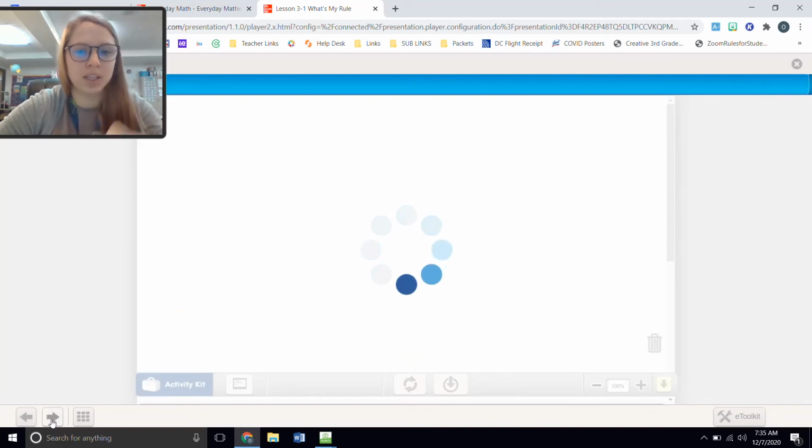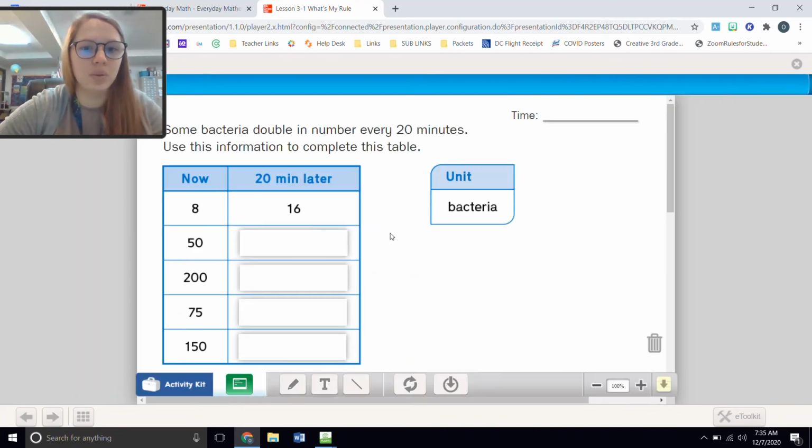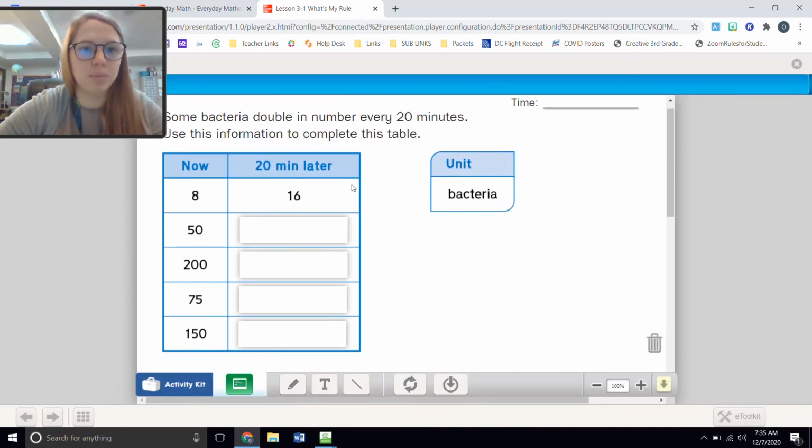Today you're going to focus on what's my rule. So part of our warm-up, some bacteria double in number every 20 minutes. We will use the information to complete this table. So we have our input numbers. This is the number of bacteria, and it's going to double 20 minutes later. So you are going to double 8 and times 2, and then you get 16.